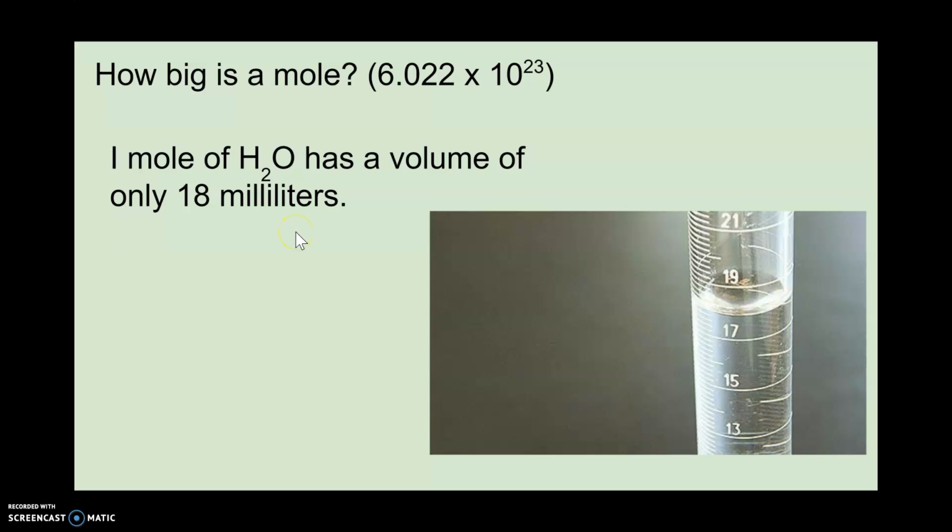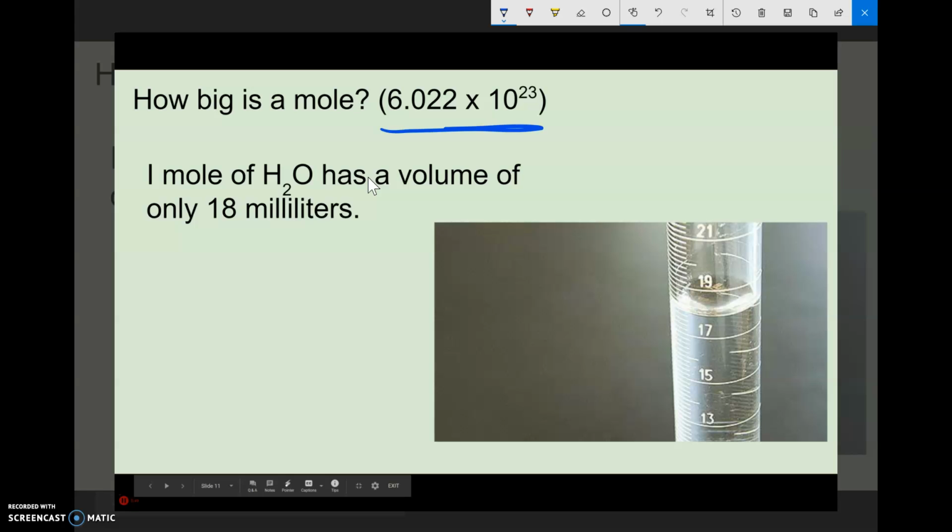But think about a soda pop can, just a regular soda can. That has 355 milliliters. You're talking about 18 milliliters. It's just a small amount. And 1 mole of water has 6.022 times 10 to the 23rd molecules in it. Molecules of water. So it's kind of crazy.